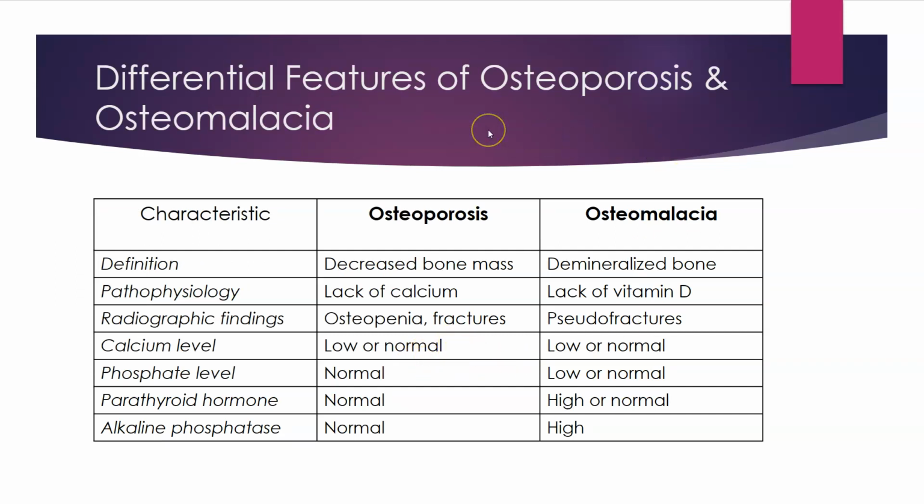As we talk about osteoporosis and osteomalacia, realize that they're very similar. They both have decreased bone mass and bone demineralization. This one's more of a lack of calcium. This one's more of a lack of vitamin D. You can get fractures and pseudo fractures with both. Talk about low calcium and phosphate levels. Parathyroid hormone can leach the calcium out, and the vitamin D out. And then the alkaline phosphatase might be high in osteomalacia.